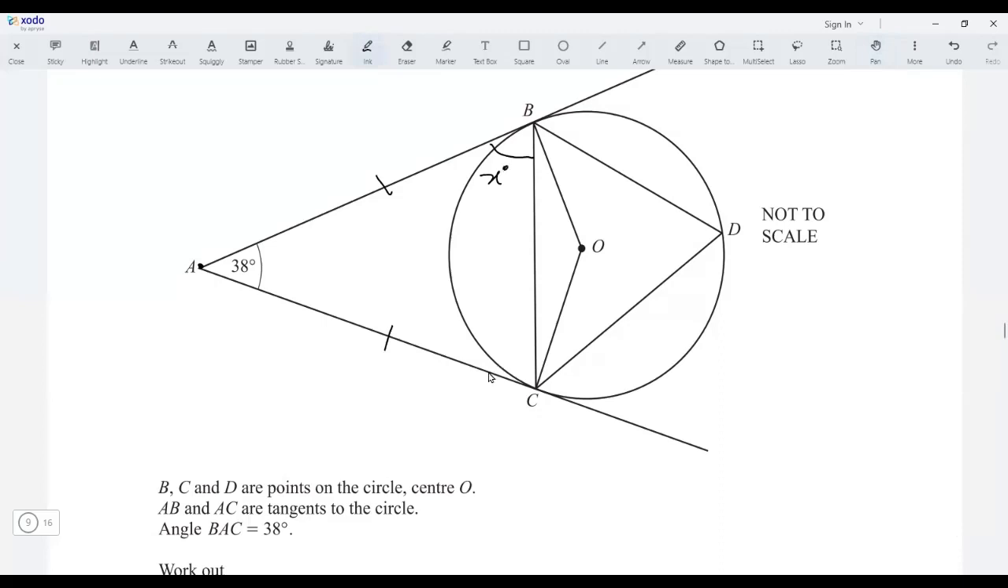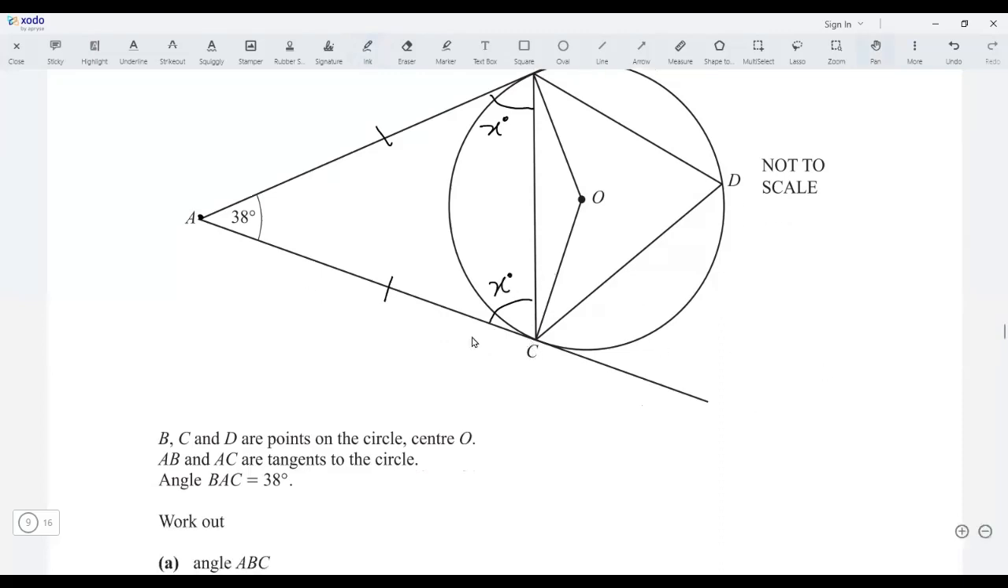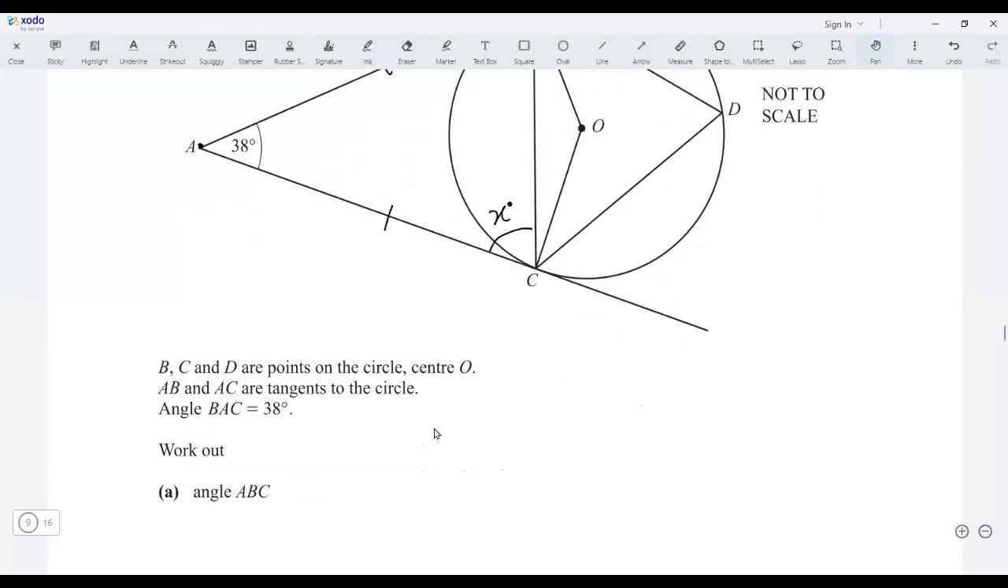So a similar case goes with angle ACB. It's also to be supposed as x. So we have two of the angles unknown in a triangle, and we know one of the angles. So add these two angles, it will be 2x plus 38 equals 180.